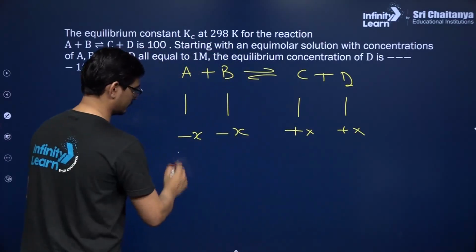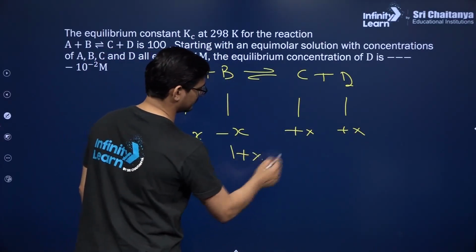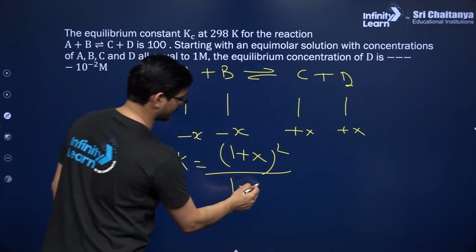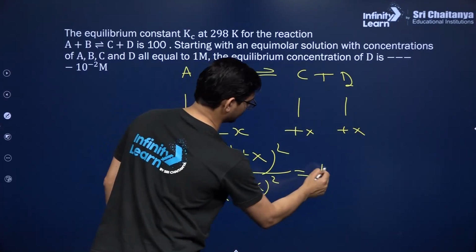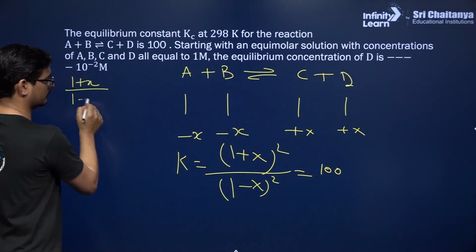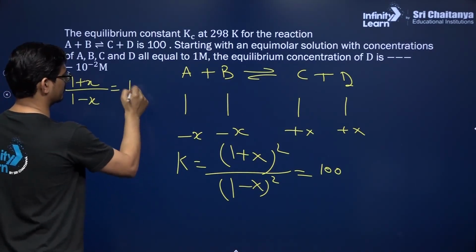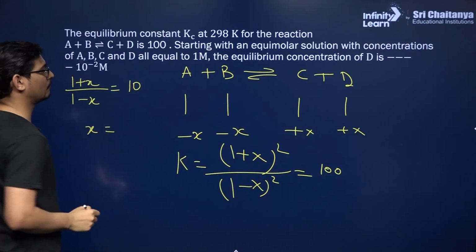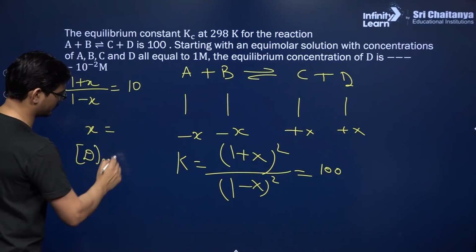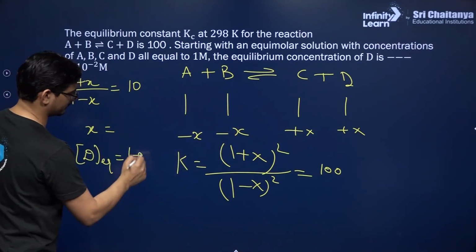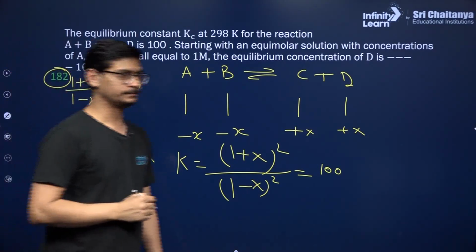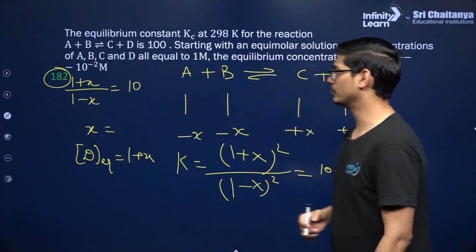and plus x and plus x. So equilibrium constant will be (1 plus x) into (1 plus x), that is a square, divided by (1 minus x) and (1 minus x), so that is a square, and it is 100. Take the square root on both sides, so (1 plus x)/(1 minus x) is the square root of 100, which is 10. Solve for x. What they have asked is the equilibrium concentration of D. So remember, the equilibrium concentration of D is 1 plus x, right? So that you will find approximately 1.82, which is 182 into 10 to the minus 2 molar.